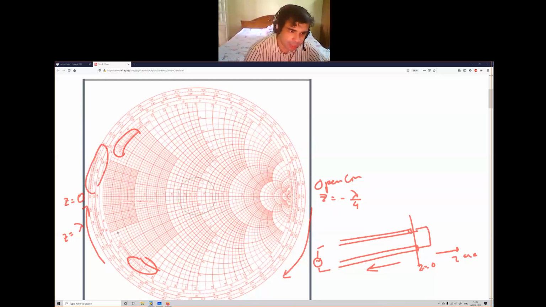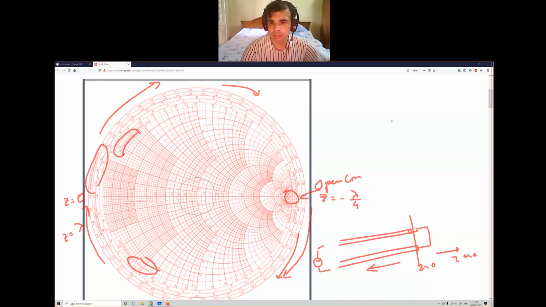So here it is 0 as expected. We come to the short circuit point. If we move in the clockwise direction along the Smith chart, we get inductive loads. At Z equal to lambda by 4, we come to this point, which is an open circuit. If we move further down, then it becomes a capacitive load. And finally, at lambda by 2, it is a short circuit once again.